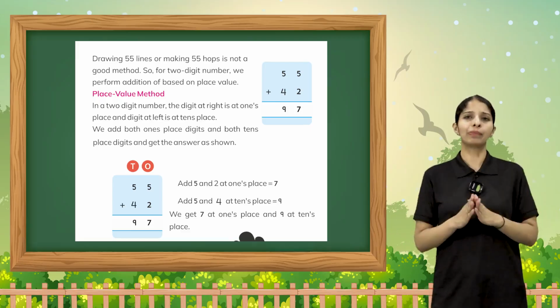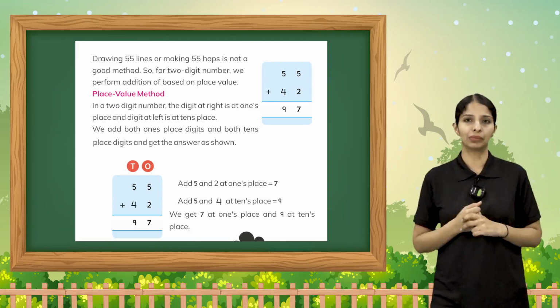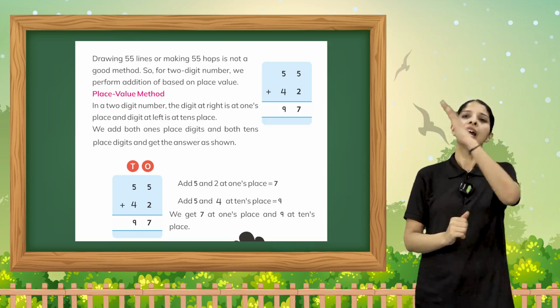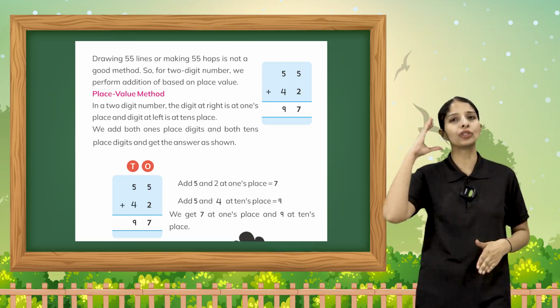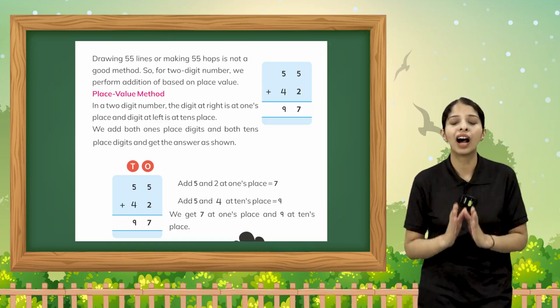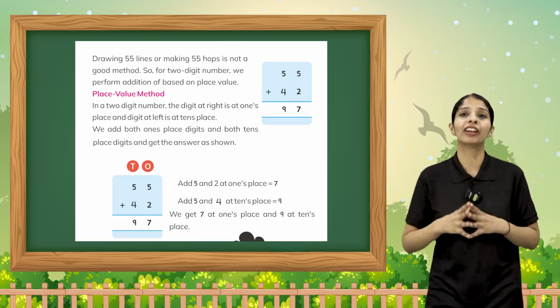So it is a very simple method to do addition of two-digit numbers, even complex numbers. You have to remember that at the right, the digits are at the ones place. On the left, the digits are at the tens place. And you have to add the digits at the ones place and add the digits at the tens place to get the answer. This concept of addition, children, is very, very important.